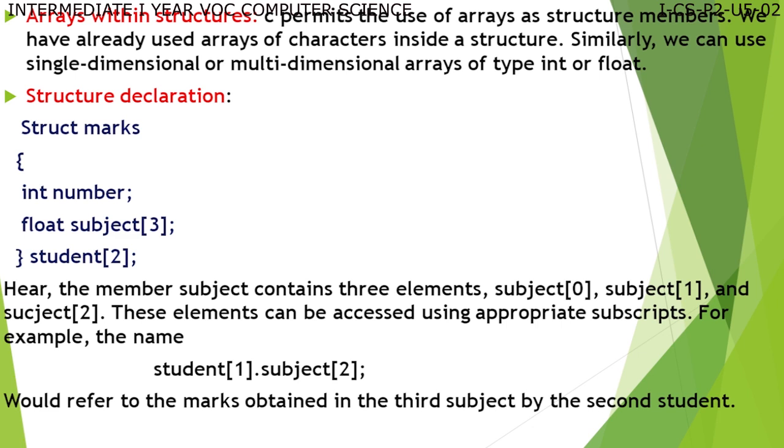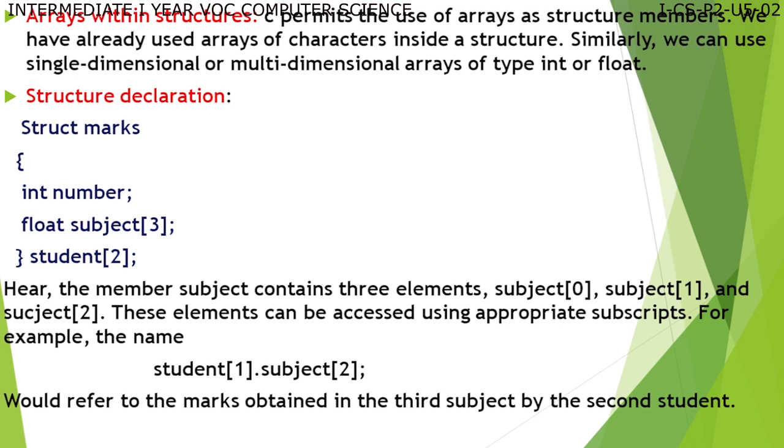Previously we discussed the topic known as arrays of structures. Now here we are declaring arrays within a structure. Every structure program starts with struct. It is a keyword, and marks is a tag name. We can say structure name, then the variable name, and start with the curly bracket. After that, the element declarations.